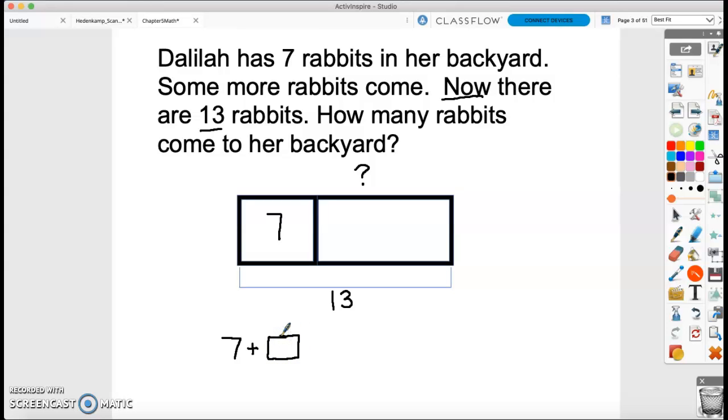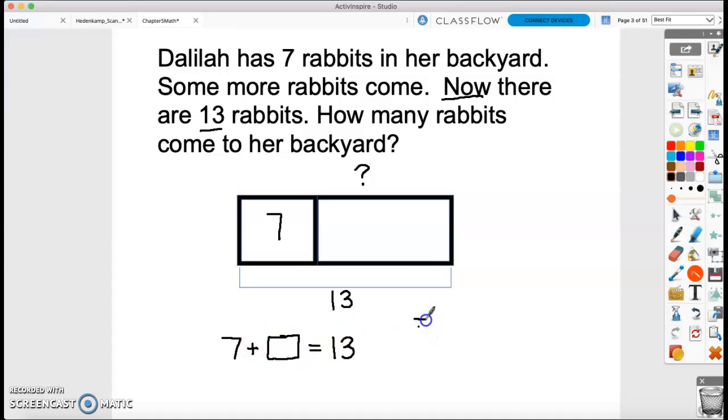It says, now there are 13 rabbits. So I know when I hear the word now that I'm going to have no more than 13. So that's my total or my sum. So I have to figure out what number goes in there. So I'm going to do this.